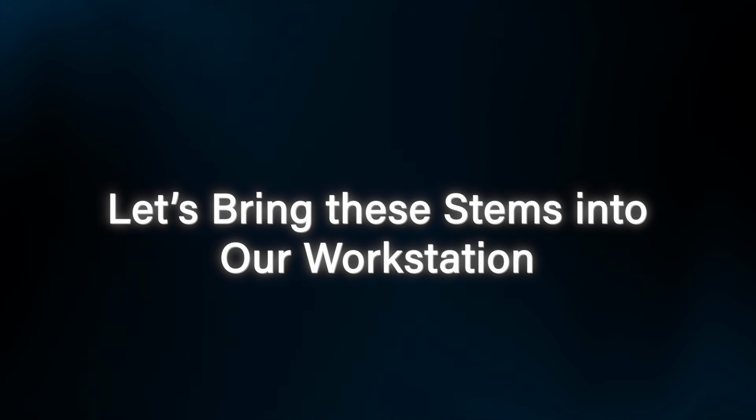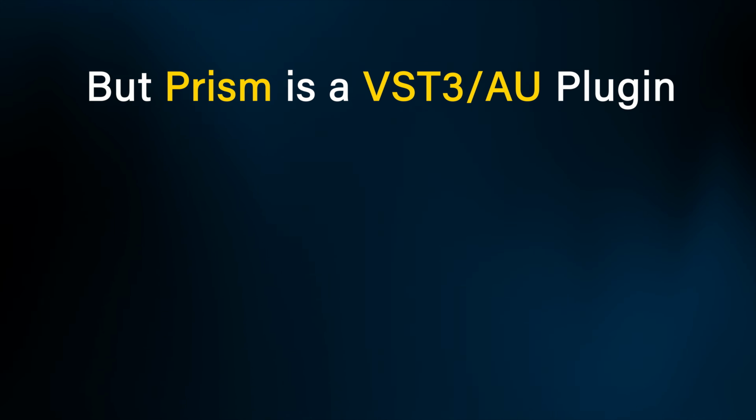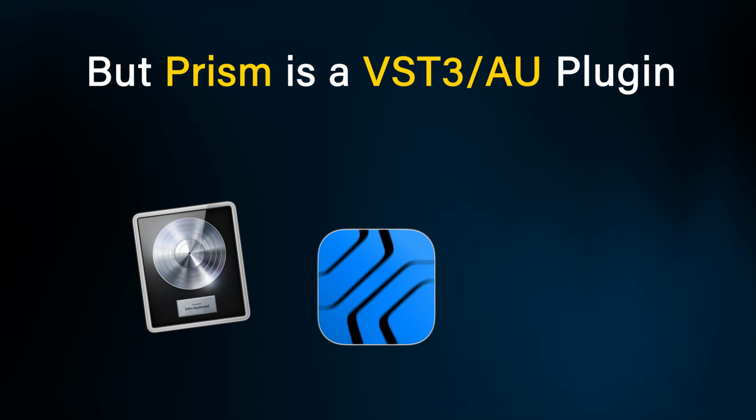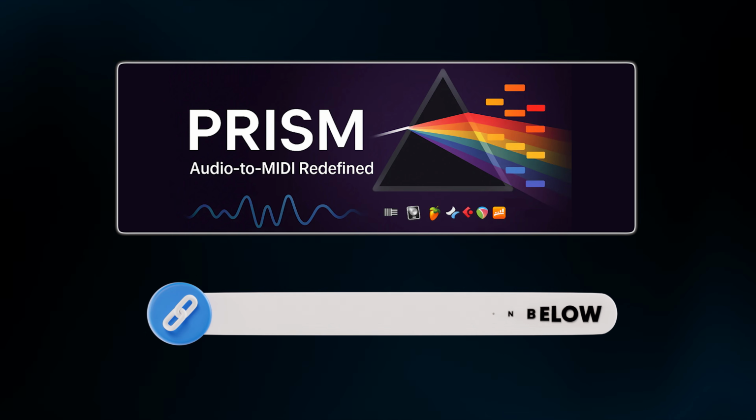Next, let's bring these stems into our workstation. I'm using Cakewalk as my DAW for this demonstration, but Prism is a VST3 AU plugin, so you can use any DAW that is compatible with it, including giants like Logic Pro, Studio One, or Reaper as well. You can find the link to download and install Prism in the description below this video.